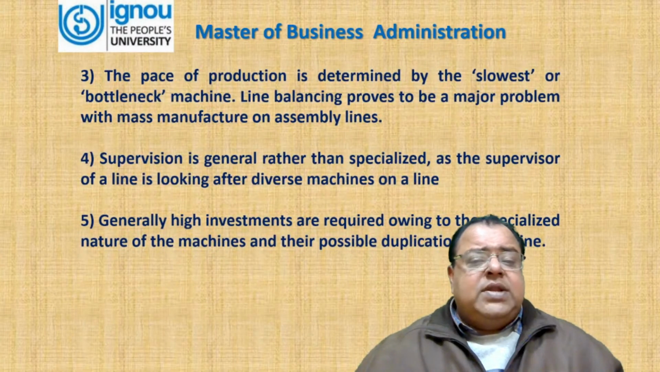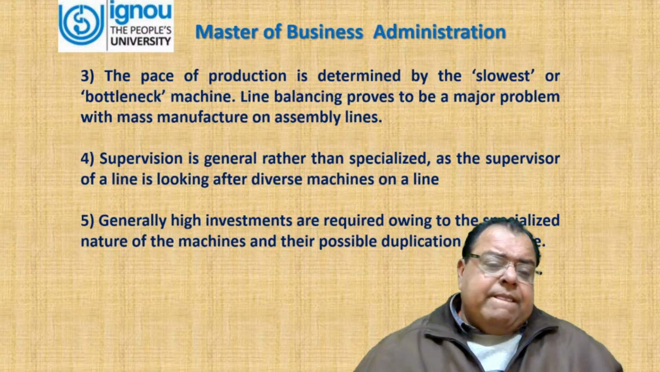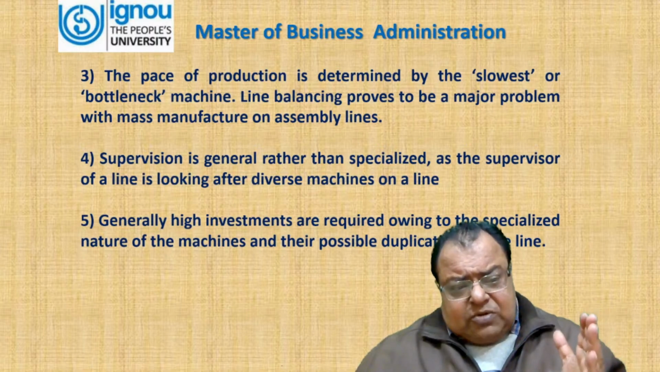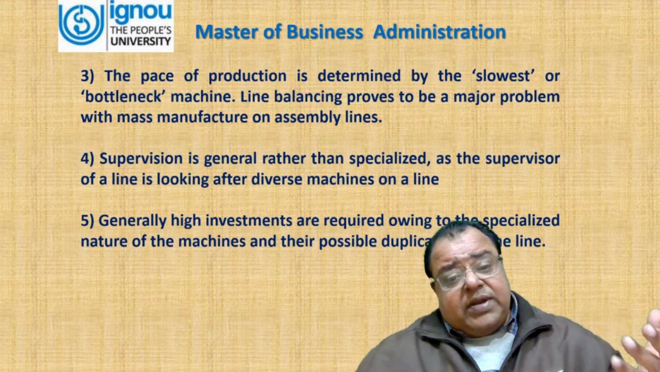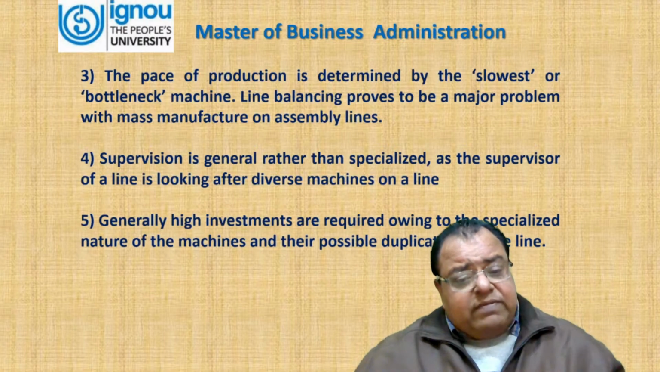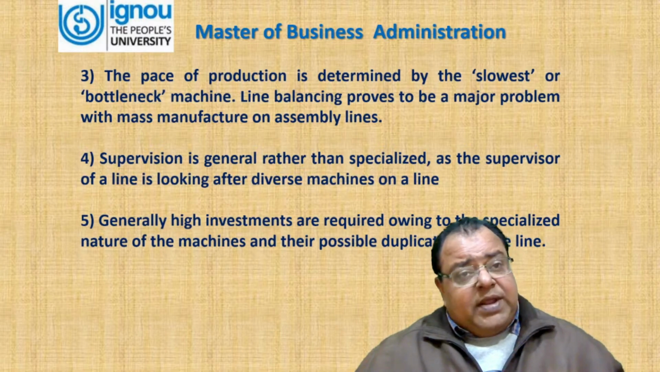The pace of production is determined by the slowest or bottleneck machine. Line balancing proves to be a major problem with mass manufacture on assembly lines. Supervision is general rather than specialized, as the supervisor on the line is looking after diverse machines on the line. Generally, high investments are required, owing to the specialized nature of the machines and their possible duplication on the line.